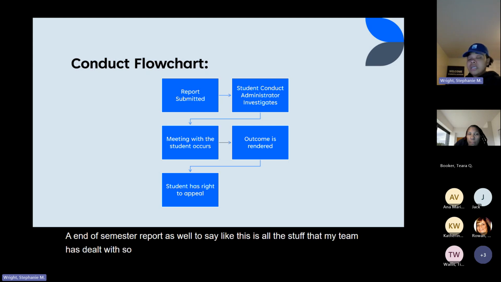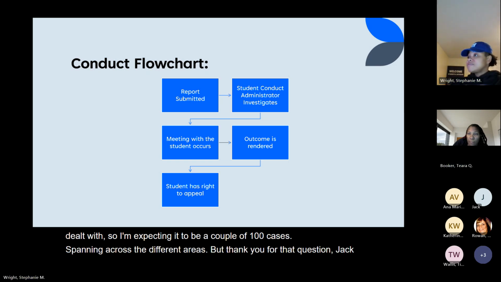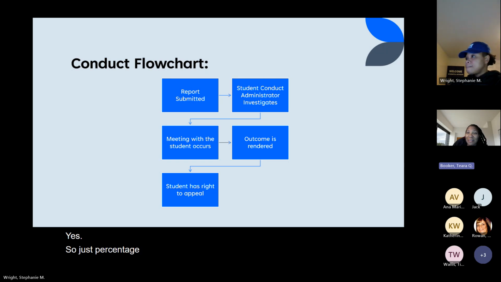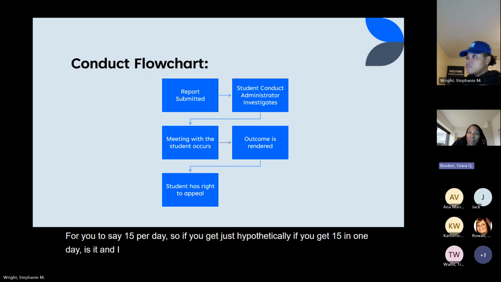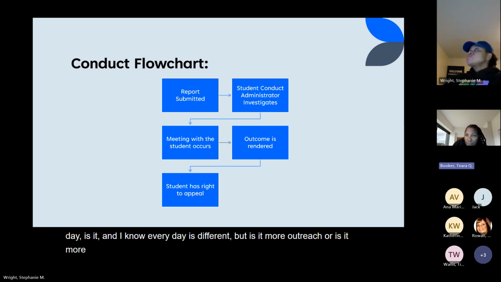So I'm expecting it to be a couple of hundred cases spanning across the different areas. But thank you for that question, Jack. Yes. So, just percentage wise, because I'm surprised. Jack said, "Wow," for you to say 15 per day. So, if you get, just hypothetically, 15 in one day, and I know every day is different, but is it more outreach or is it more student conduct?